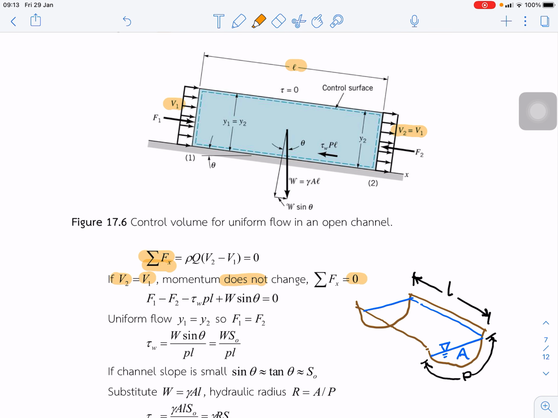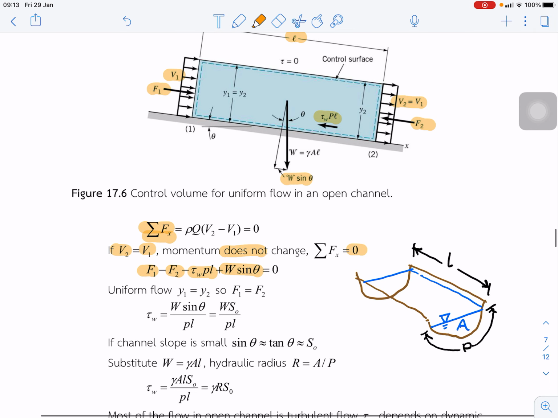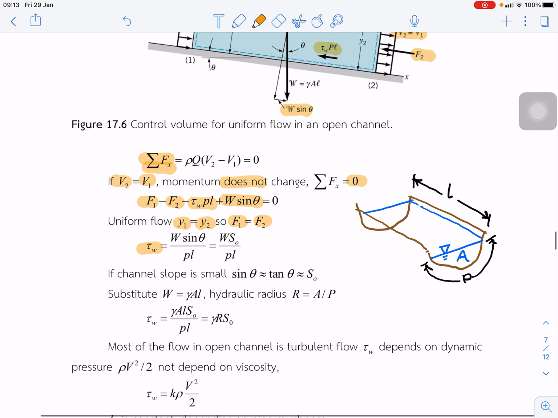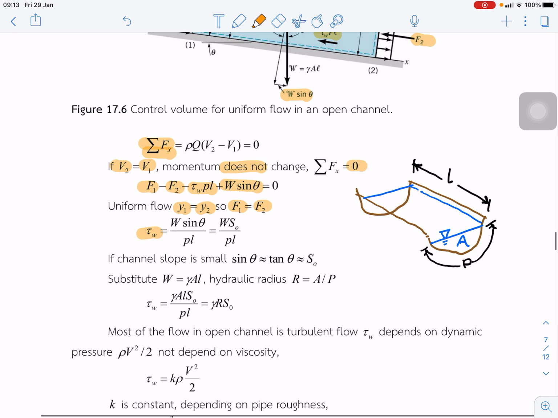So next, we substitute how many forces we have. So we have F1, F2, and that is the shear at the bottom, tau PL, and this is the weight, W sine theta, and this makes the sum equal to 0. And for uniform flow, depth is equal and F1 and F2 are equal. So we can get the equation of the wall shear stress based on this. Next, if the channel slope is very small, sine theta is equal to tan theta or equal to S naught.